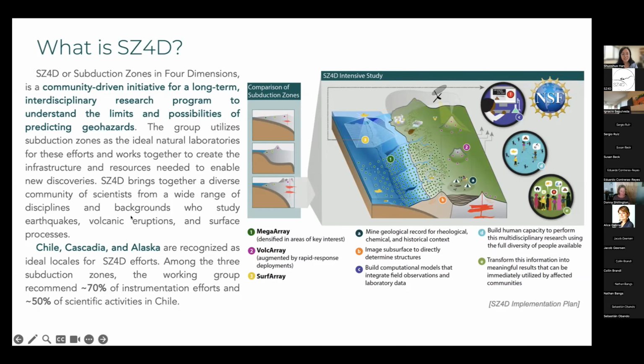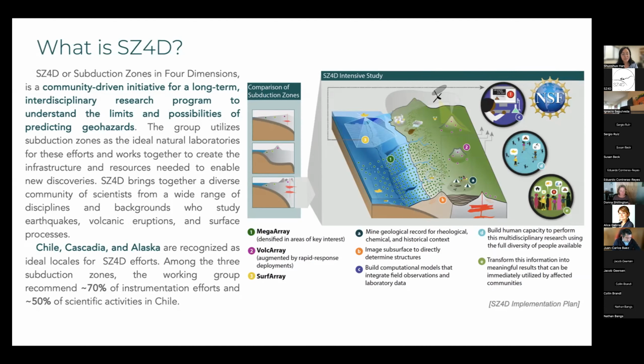To study geohazards, we choose subduction zones because subduction zones are natural laboratories for geohazards, including earthquakes, tsunamis, volcanic eruptions, and landslides. And 3 subduction zones are chosen to be the primary sites for SZ4D efforts: Chile, Cascadia, and Alaska.